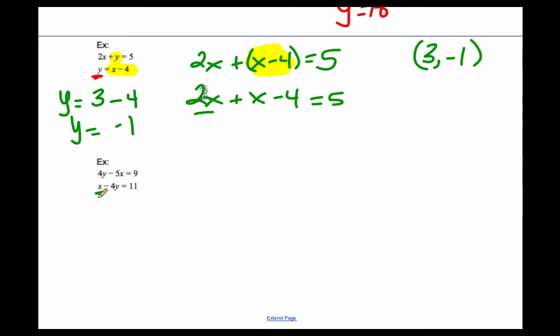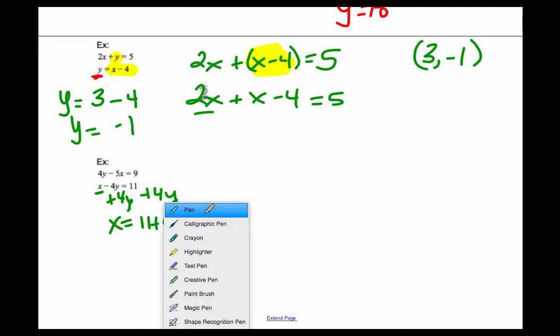So how do I get x by itself? Well, I add 4y to both sides. So x equals 11 plus 4y. Okay, so I just isolated the variable. Again, you do not have to isolate the y. Isolate what's going to be easiest, and that should be the variable with a coefficient of 1.